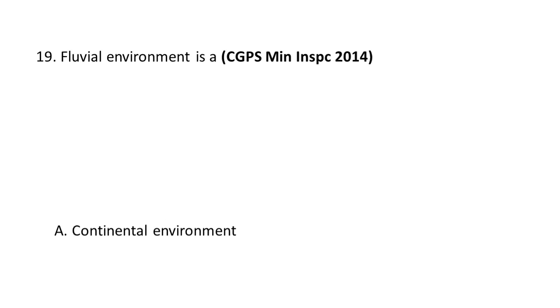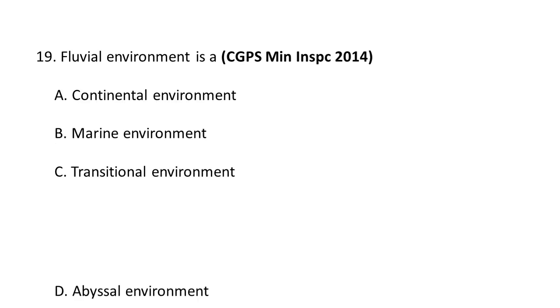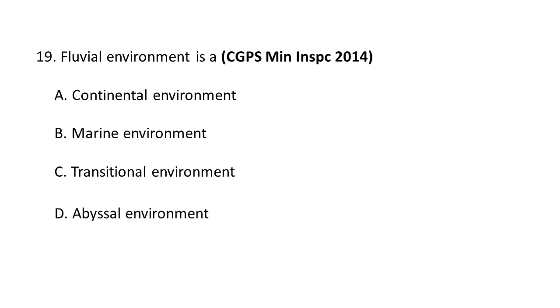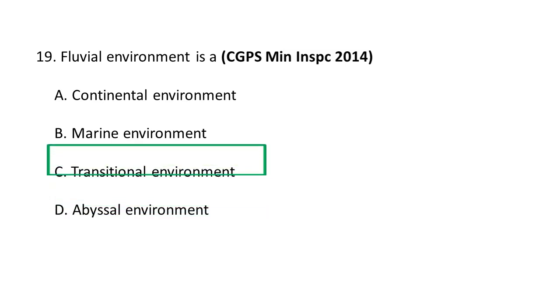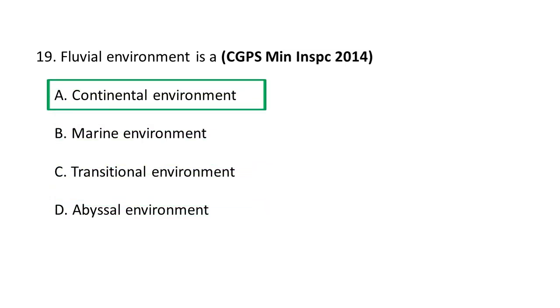Next question. Fluvial environment is A. Continental environment, B. Marine environment, C. Transitional environment, and D. Abyssal environment. Fluvial environment is a continental environment. A fluvial environment is a type of continental depositional environment, a sedimentary environment where rivers, streams, and gravity flow processes create, modify, destroy, and preserve fluvial landforms and deposits. So, fluvial environment is a continental environment.